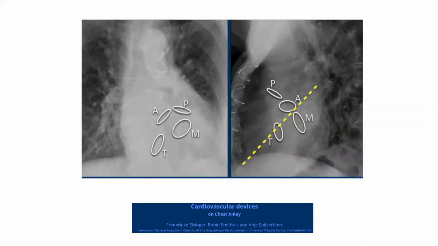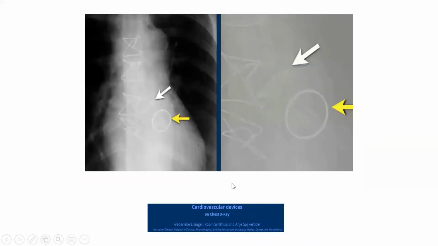Now, if you are given a chest X-ray of a prosthetic valve, again, you have to know which valve you are dealing with, and how they imprint their persona in the X-ray. This is mitral, tricuspid, aortic, and pulmonary. In the lateral, if you draw this line, mitral and tricuspid are below the line, aortic and pulmonary are above the line. The pulmonary is the uppermost. Now, what is this? Any taker?